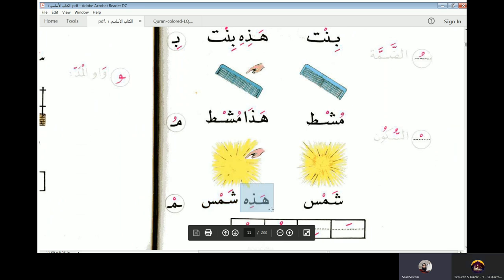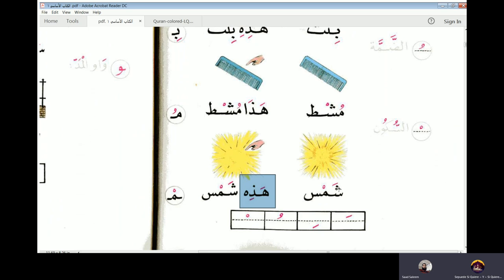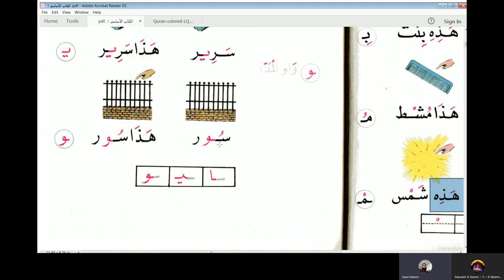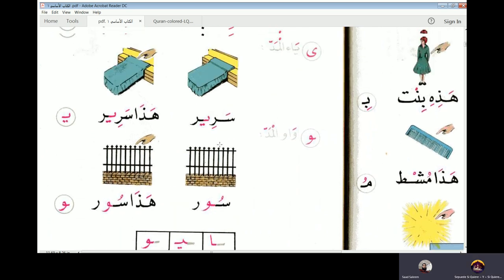Okay. Do you know why we are using hadihi for the sun? Anything which has fire or which causes fire is considered feminine in Arabic. So sun is also a fire, and that's why we use hazihi for the sun in Arabic.